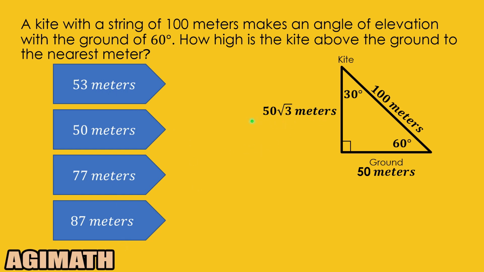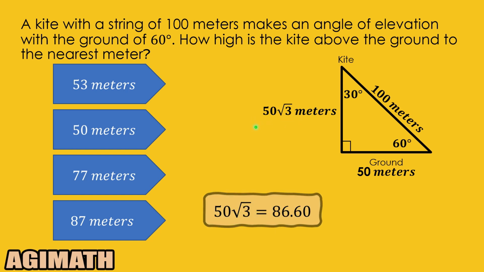So we need to solve what's the value of 50 square root of 3. Using my calculator, it gives me the value of 86.60. But the question says to the nearest meter, so we are going to round up. So that is 87 meters.